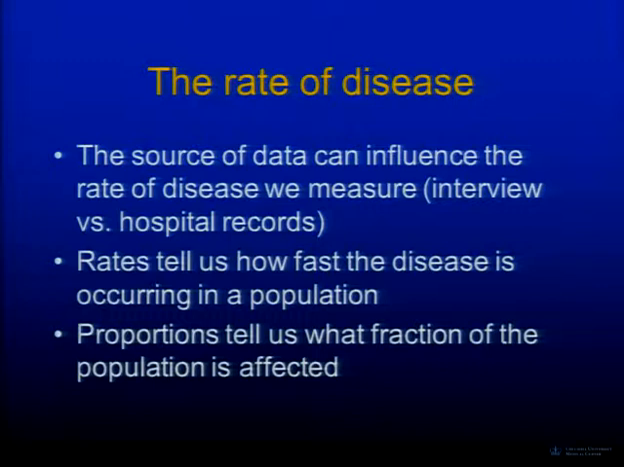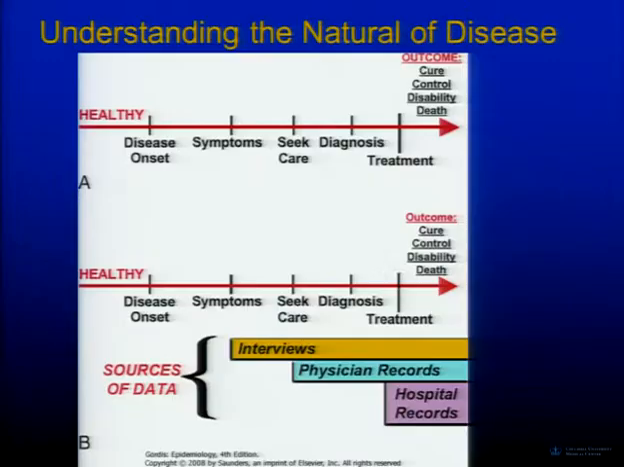So we just touched on this a little bit last year, but one of the important measures we want to think about is what is the rate of disease. And the source of data that we use is going to influence the rate of disease we measure. From the last graphic, if I did the rate of disease on the basis of interview or on hospital records, what would be the greater rate of disease? Where would I get that from?